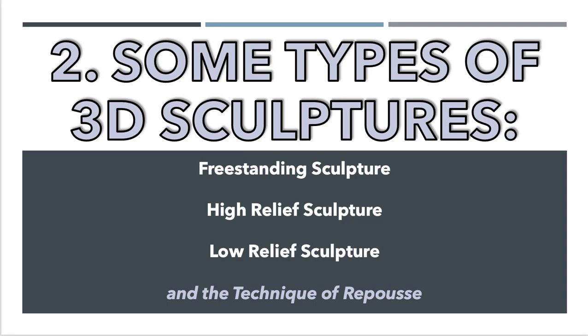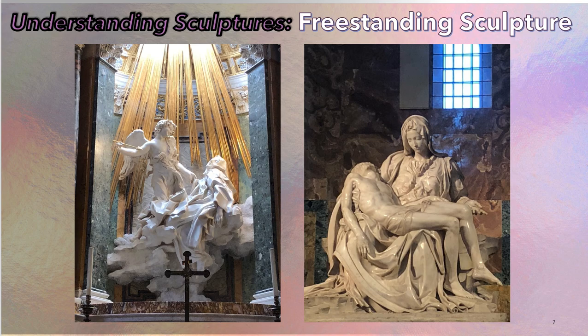Okay, Chapter 2, some types of 3D sculptures. We have freestanding, high relief, low relief, and the technique of repousse. Understanding sculptures, freestanding sculptures: you can see these statues stand freely on their own. They are sculptures in the round, and you can look at them from many angles.